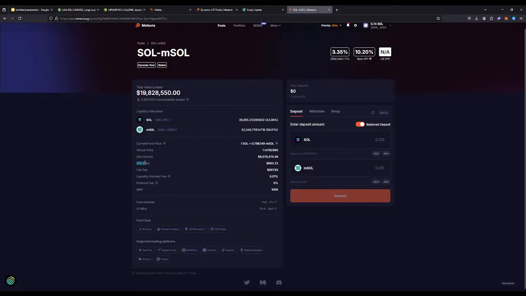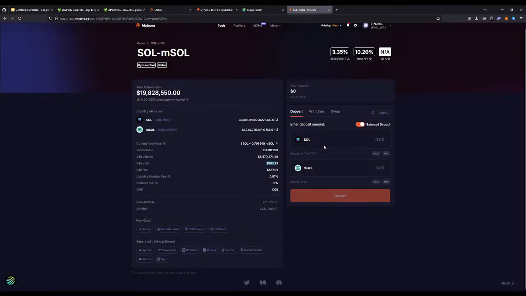you see here this 24-hour yield, this $963 that we see here. This 24-hour yield is actually the yield that is coming through lending and not through liquidity providing. And this 24-hour fees is the fees that you're getting from liquidity providing. So you can already see that lending is actually making more money, because this is a stable token pair, and mSOL is basically pegged to SOL.